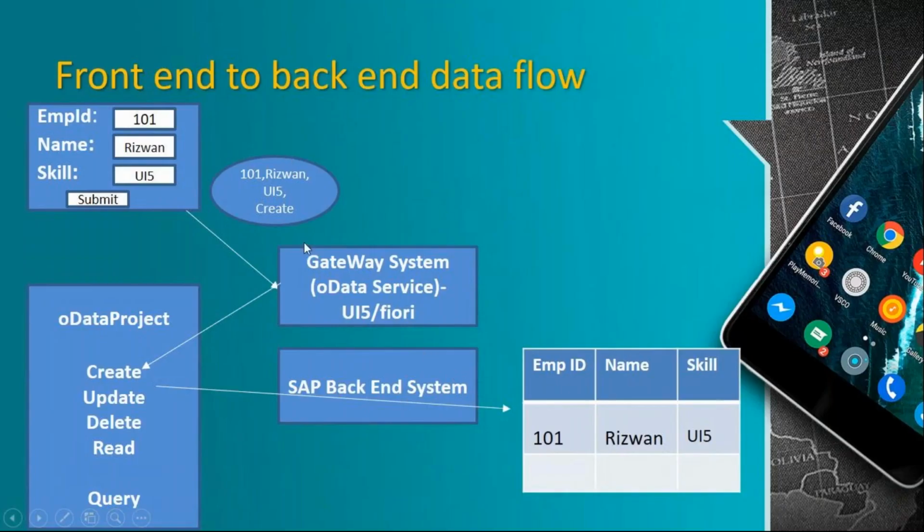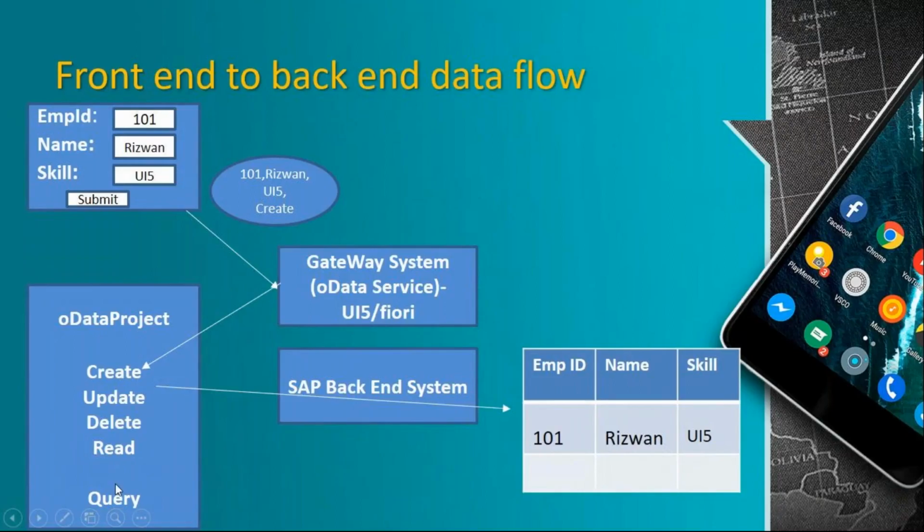Now, what is the importance of the SAP Gateway system? You will have your entire business logic in the backend system. Business logic is nothing but the CRUD Q operations: create operation, update operation, delete operation, read operation, query operations.